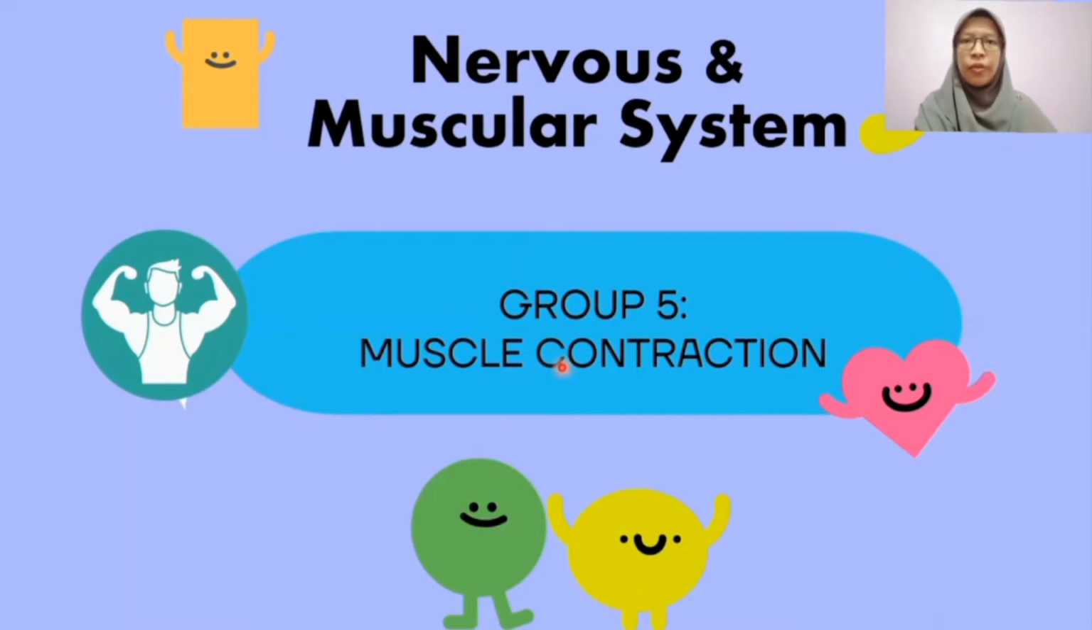So today, we from Group 5 will present to you the topic about muscle contraction, which is under the topic nervous and muscular system. You guys can refer to this topic in chapter 39, pages 721 until 723 in the media textbooks.